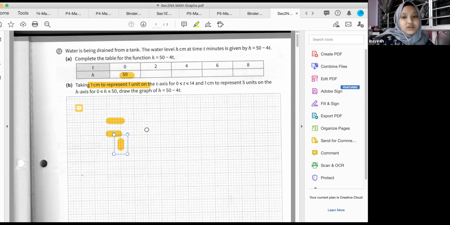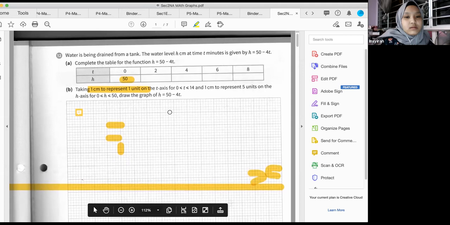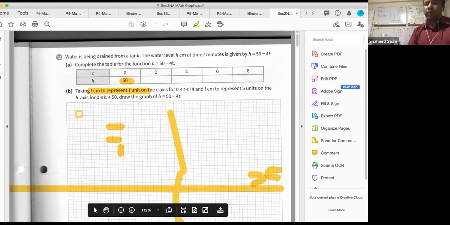Teacher, which one is the T axis and which one is the H axis? X is always down here. X. All right, Y is upwards. Oh, sorry, Y is below that. Bring it up and down.